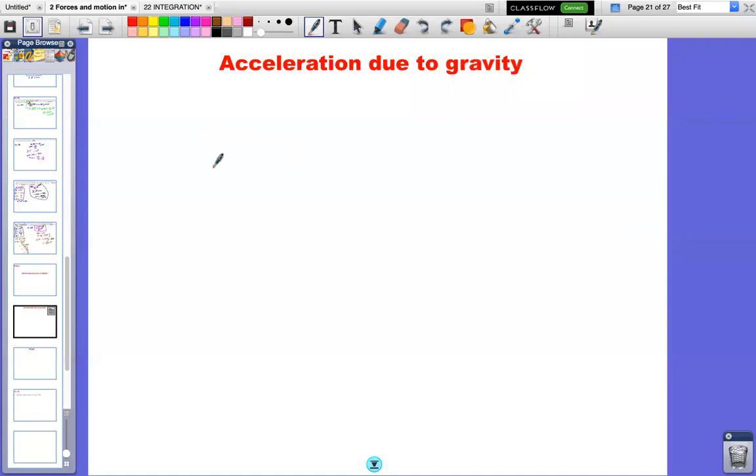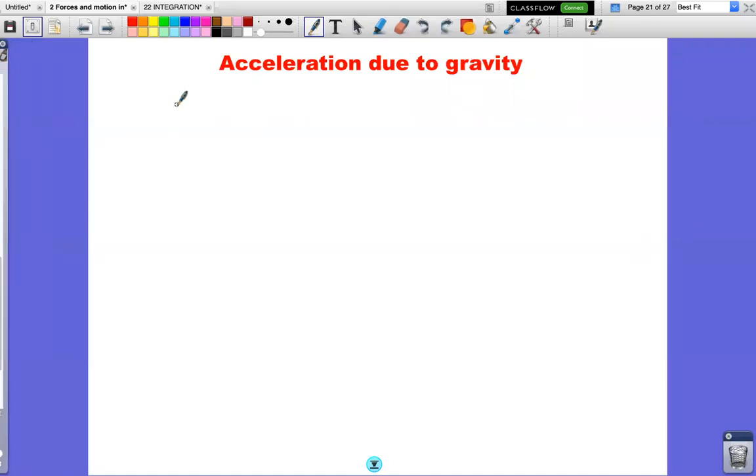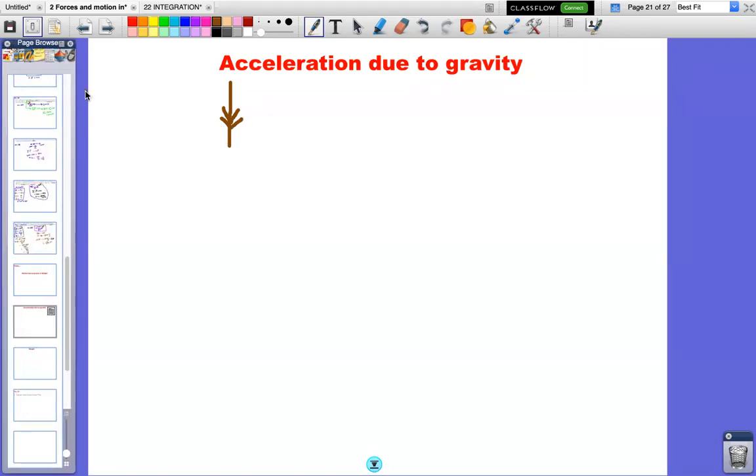We already know that the acceleration due to gravity, g, is always acting downwards, right? The acceleration due to gravity is g and it's always acting downwards. And in mathematics, we always approximate this to 10 meters per second squared.